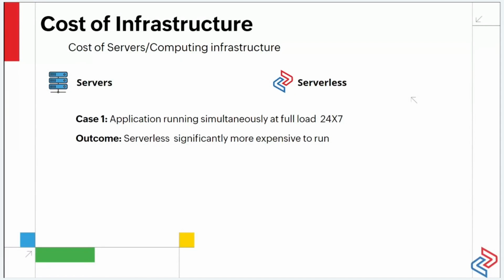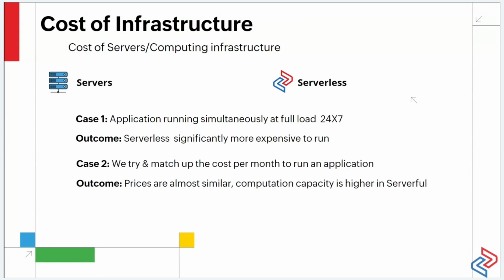Another case that needs to be looked at from a constant usage point of view is, what if we try and match up the cost per month to run an application and say that, okay, if I were to spend $100 on servers, and if I were to spend the same $100 on serverless, what kind of a difference would it make to me in terms of my computing requirements?